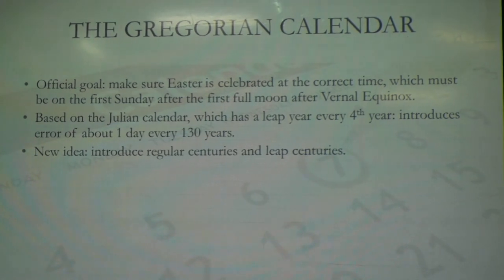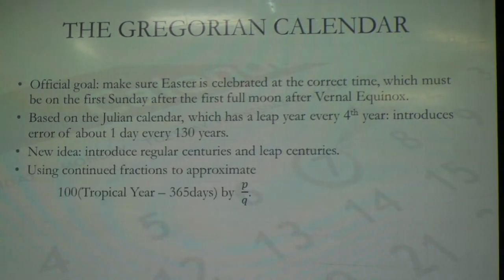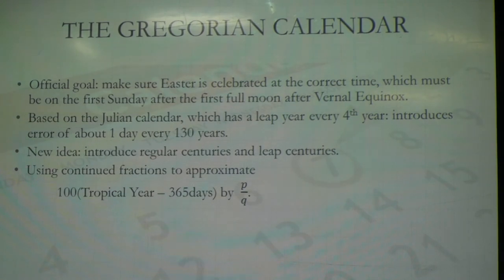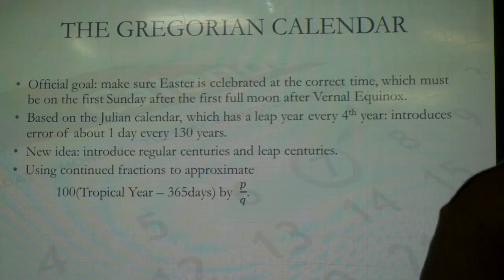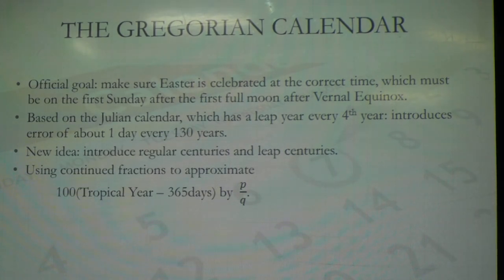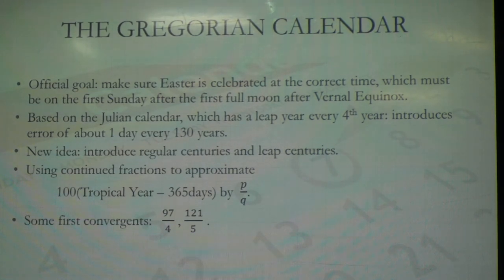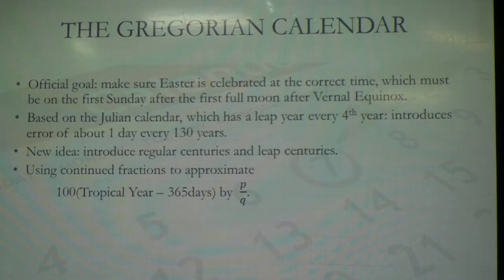So the idea was that you want to work with cycles of 100 years, because this is simple to remember. So you consider this difference, you approximate it by rationals, and you see that you have a nice small denominator of 4. Here it is. And what's 4 about? It's 4 centuries. Every 4 centuries you should have 97 leap years. That would improve your precision.